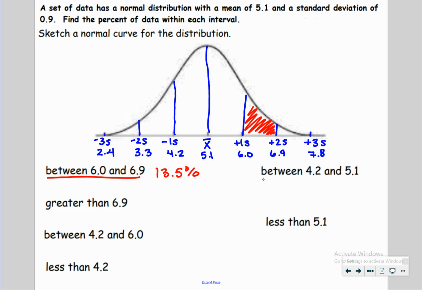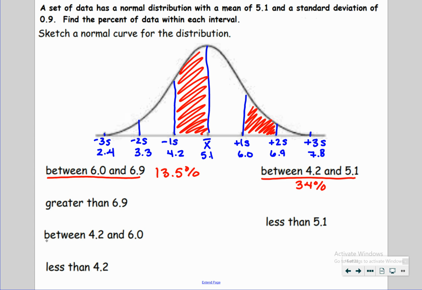Okay. I want to know what percent of the data is between 4.2 and 5.1. That's just one standard deviation to the left of the mean. What percent is located there? 34%.